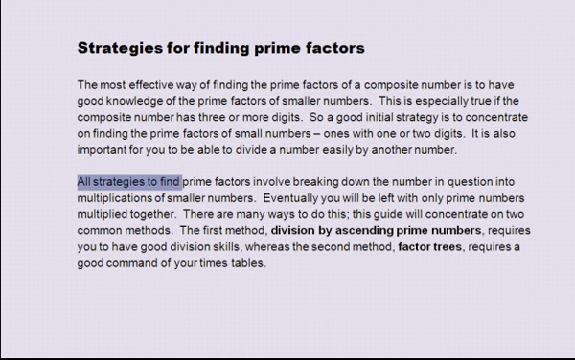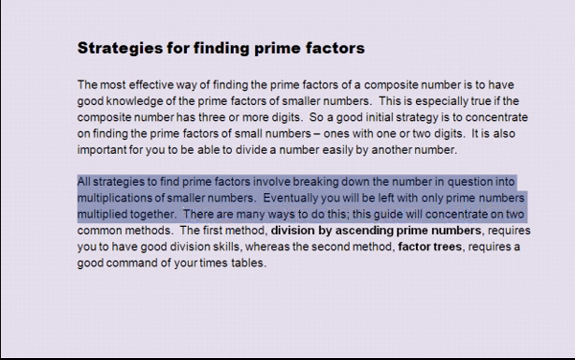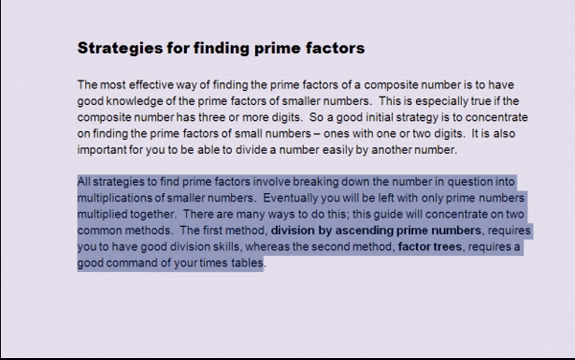All strategies to find prime factors involve breaking down the number in question into multiplications of smaller numbers. Eventually you will be left with only prime numbers multiplied together. There are many ways to do this. This guide will concentrate on 2 common methods. The first method, division by ascending prime numbers, requires you to have good division skills, whereas the second method, factor trees, requires a good command of your times tables.